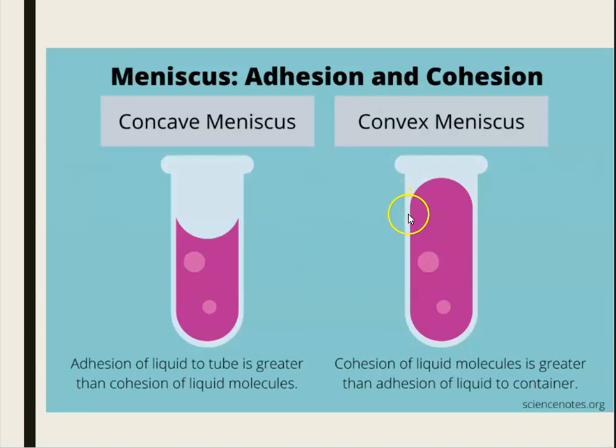But there are a few liquids, like mercury is a good example. Not that we'll be dealing with mercury in lab, but cohesion is more than the adhesion to the container you're putting it in. So you would get a meniscus that looks like this, and this is still a meniscus. You would still read the top of it. It has to do with the bottom going on down here, and I'll show you that in lab.